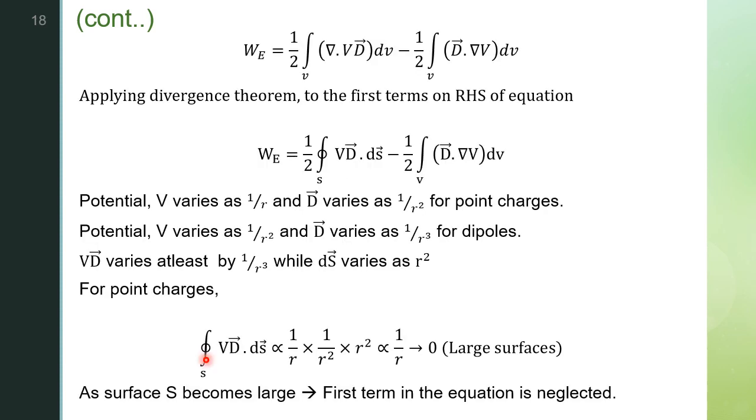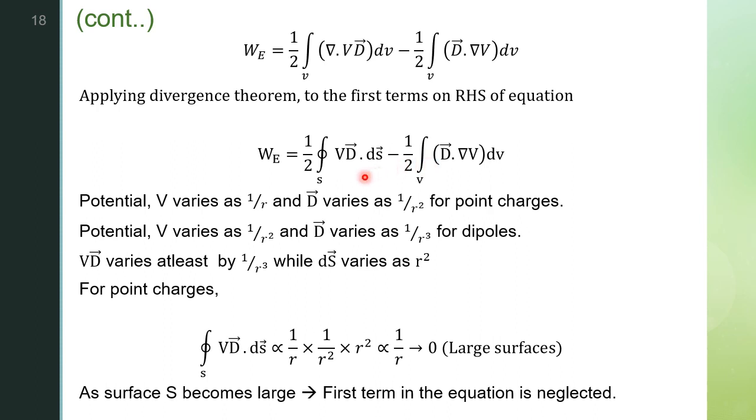Now we have reached the equation W_E as half integral over volume del dot (V D) dV minus half integral over volume D dot del V dV. So when we consider the first term in the RHS, we can apply the divergence theorem. We are taking the divergence of a vector. So according to the divergence theorem, this del dot (V D) dV can be expressed as a surface integral of the vector V D dot dS. So we have applied the divergence theorem to the first one. The second term is kept unchanged.